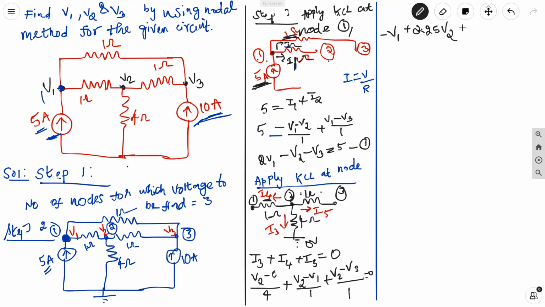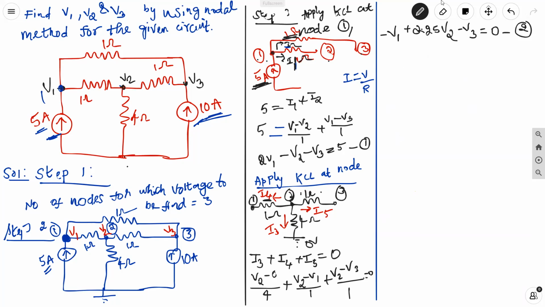Then about V3, we have only one term, so minus V3, equal to 0. This is equation number 2. Clear, Ra? This one is clear? Okay, done.